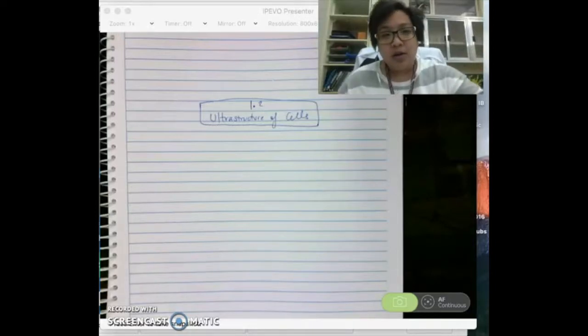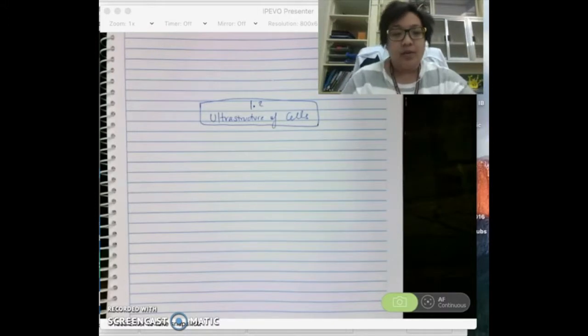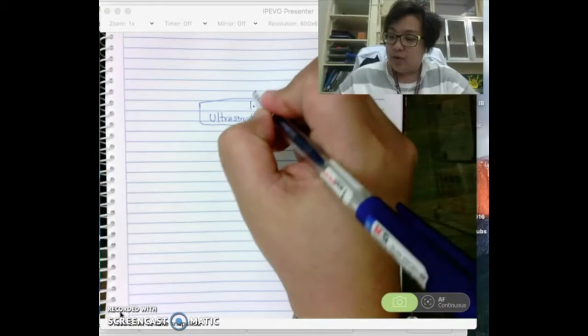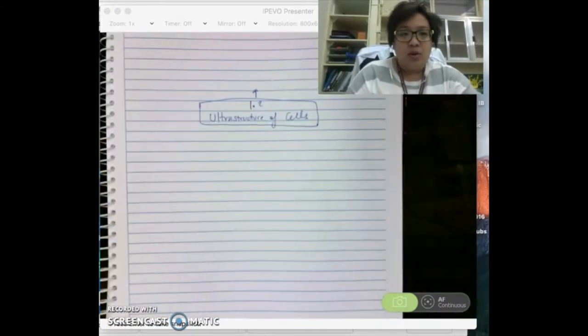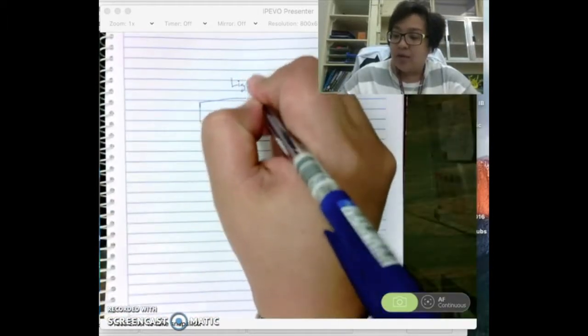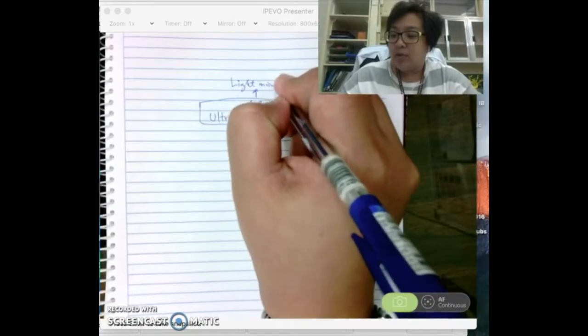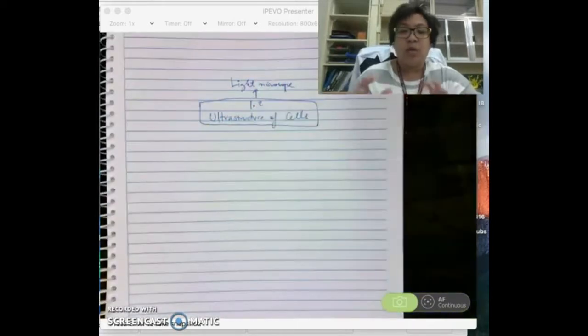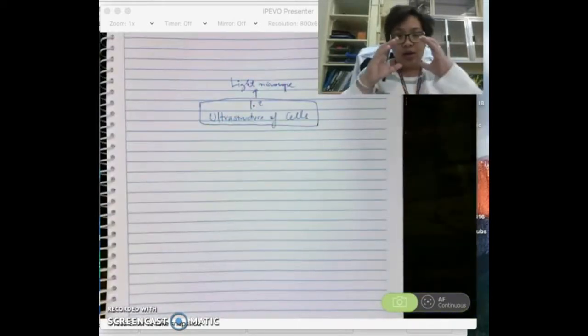Okay, so we start 1.2. The title is Ultrastructure of Cells. Now, first of all, when we talk about cells, you know that they're really, really small. So how are we able to look at cells? We had a lab, and we actually made use of a light microscope, and we were able to somewhat see the structure of the cell.